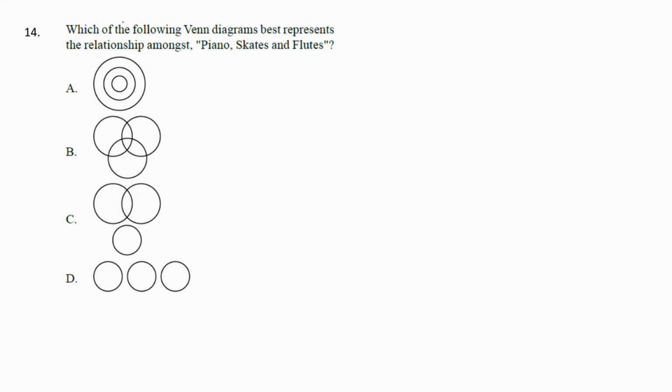Question number 14 is from Venn diagrams. Which of the following Venn diagrams best represents the relationship between piano, skates, and flute? All three things that are given to us are in no way interrelated. Hence, 3 different circles representing 3 different things. Option D would be the required Venn diagram.